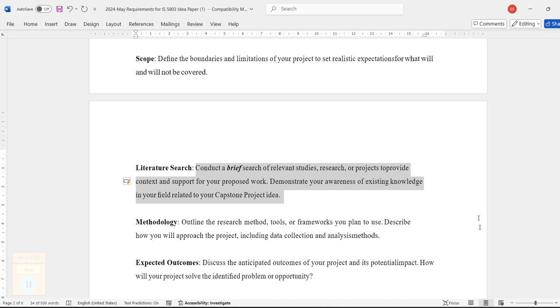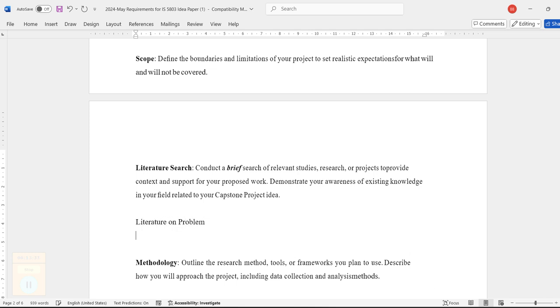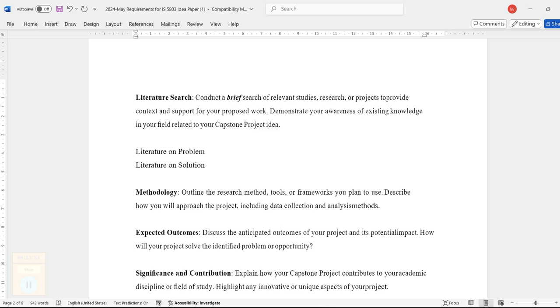So first, we give literature related to the problem, then literature related to the solution. These two things are very important. So make sure you write two paragraphs on that, each paragraph about 100 words. You can write around 400 words on the literature review section.